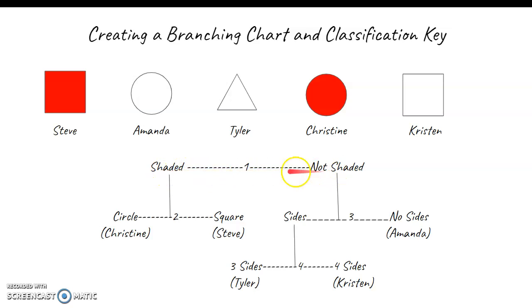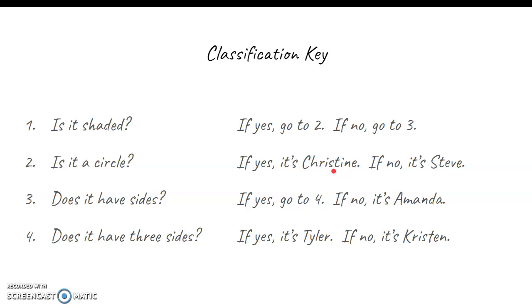And notice what we have here, shaded, not shaded. So question number 1 is going to feature a yes or no question. You have to be able to answer your question with either a yes or a no. So if I just showed you an individual shape and I would say to you, is it shaded? You have to be able to answer a yes or no.